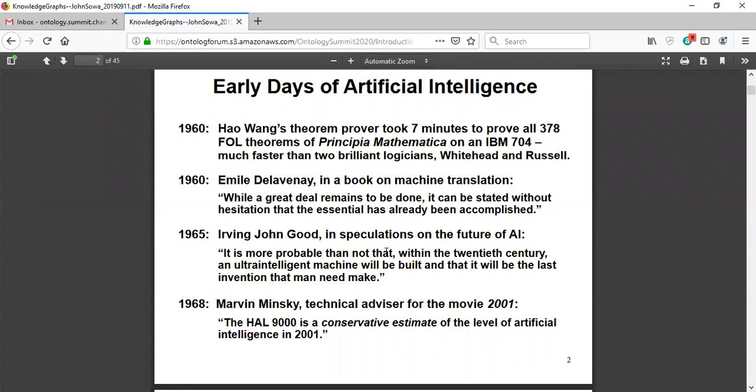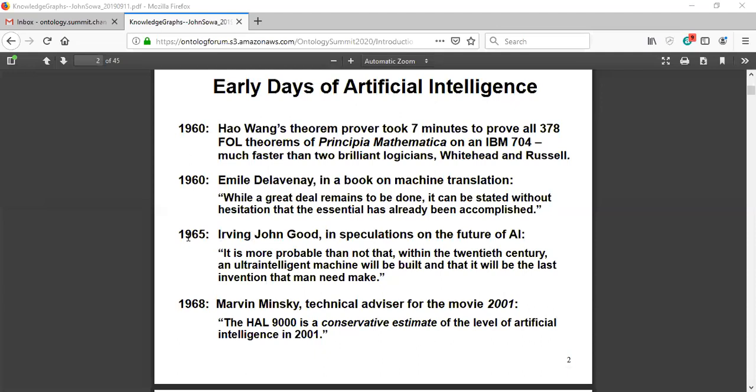Around the same time, Emile de Lavenay wrote a book on machine translation, and he said, "While a great deal remains to be done, it can be stated without hesitation that the essential has already been accomplished." In other words, just with the technology of the 1950s style computers, he said that the essential had already been done for machine translation. I think that's a bit of an exaggeration, but the point is that they were doing machine translation even then.